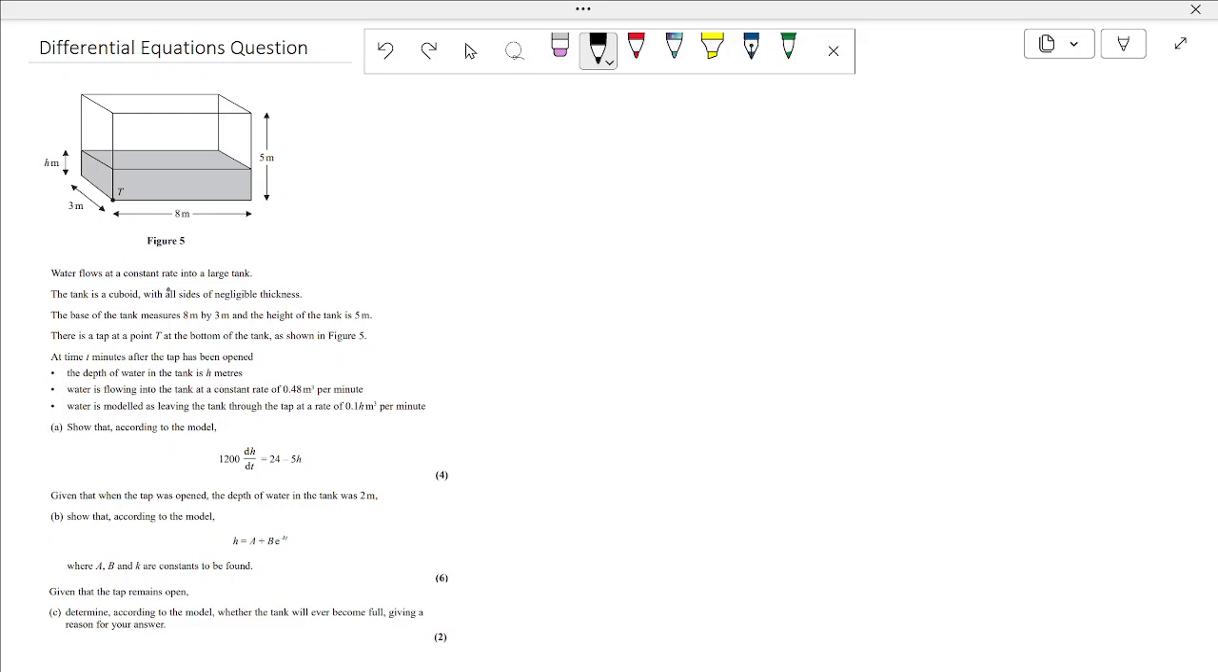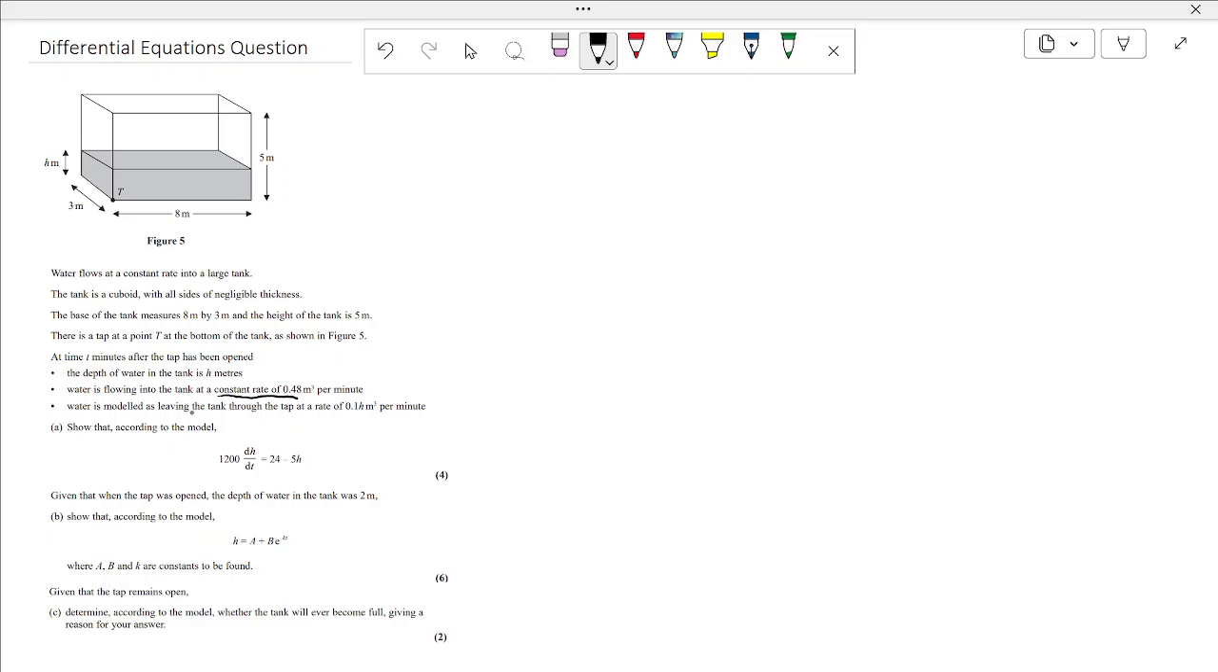So the water is flowing into the tank at a constant rate. The tank is cuboid, it's got the side lengths. Negligible thickness just means that the volume of the tank is 3 times 8 times 5. It's not, there's some thickness of the walls and it's slightly less. And there is a tap at point T. And what we know is that we're going to call the depth or the height of the water H. And water is flowing into the tank, like mentioned, at this constant rate there.